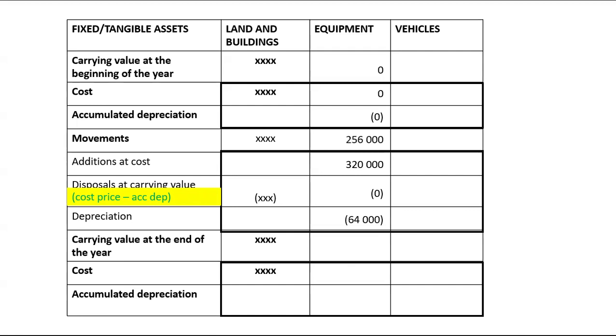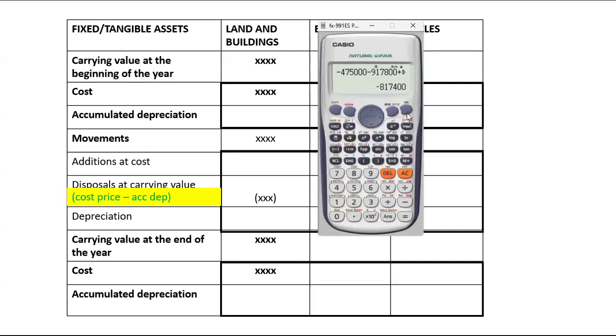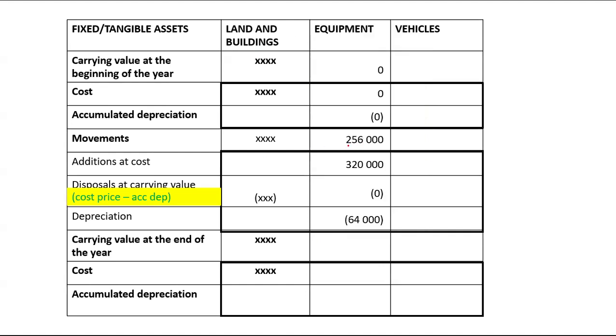Depreciation will be 64,000 for the current year. So our depreciation for the current year, as I've said, will be 64,000. We put it in brackets because it reduces the value of your asset. So for me to get net movements, I took 320,000. I subtracted 64,000. It gave me net movements of 256, which is the one over there.